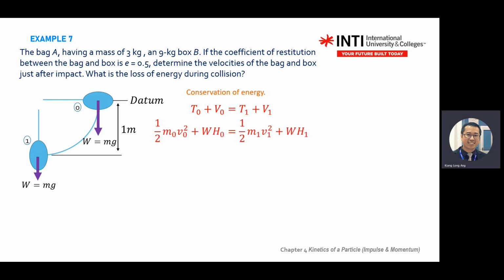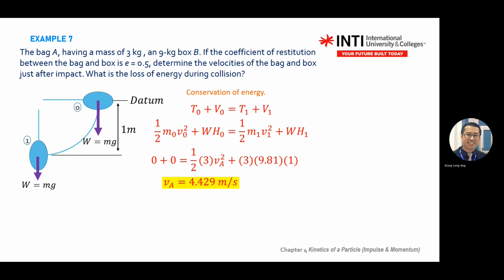So in this case, my answer is wrong, because for the second half, I should write negative WH1 and not positive. There is an error in my calculation. So you put in the answer before 0, 0, after mv square, and my h should be negative. So my velocity A will be positive value.